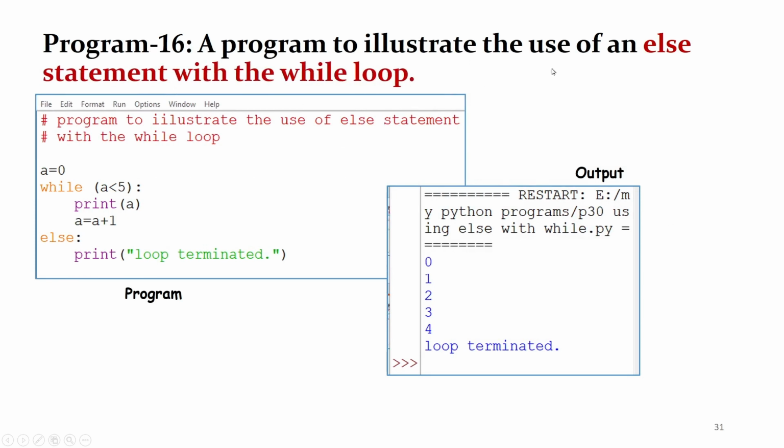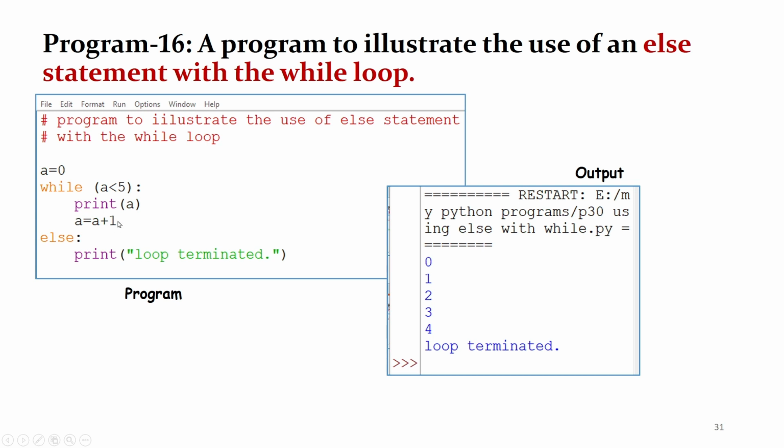A program to illustrate the use of an else statement with the while loop. Here I have written the same question in the remark as a comment: program to illustrate the use of else statement with the while loop. Now a is initialized as 0. While a is less than 5, print a, and a is equal to a plus 1.